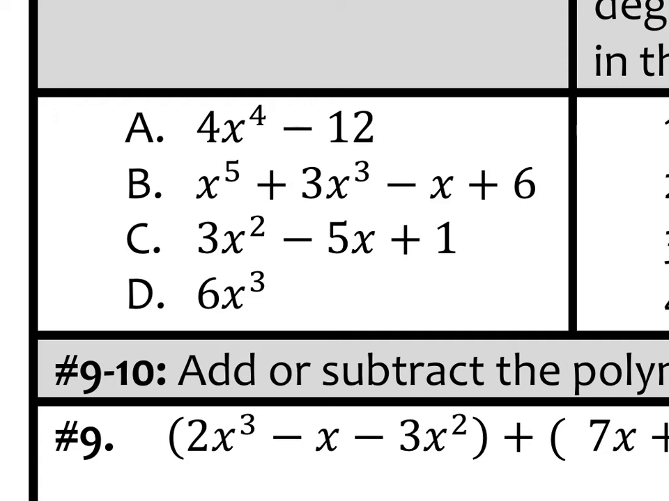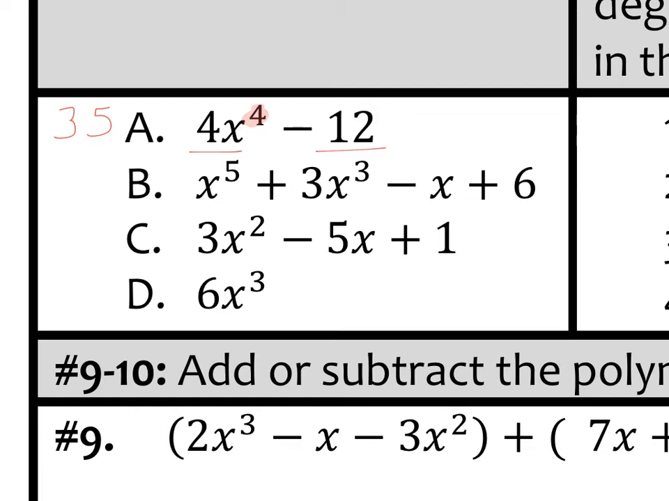So let's start with letter A. We have 4x to the 4th minus 12. For degree, we are looking for the biggest exponent. And our biggest exponent on letter A is a 4. Since we have that 4, that is a 4th degree polynomial, so that is going to be number 3. Then we look at how many terms we have. We have 1, 2 terms, so that is a binomial. That is number 5. So put A for 3 and 5.